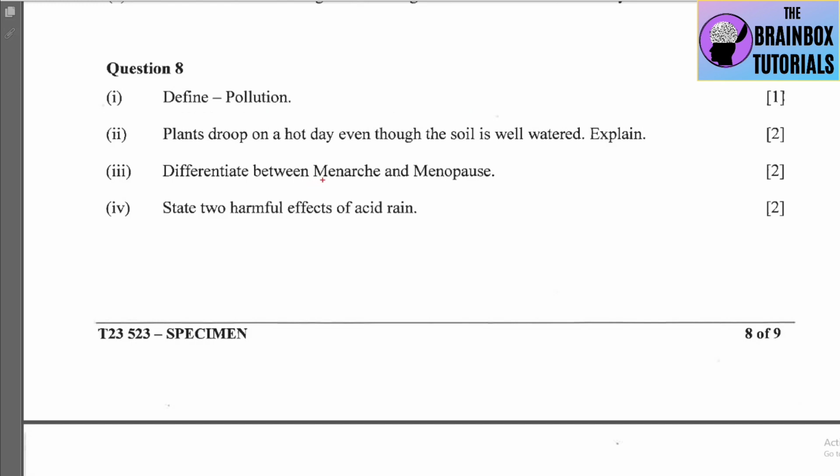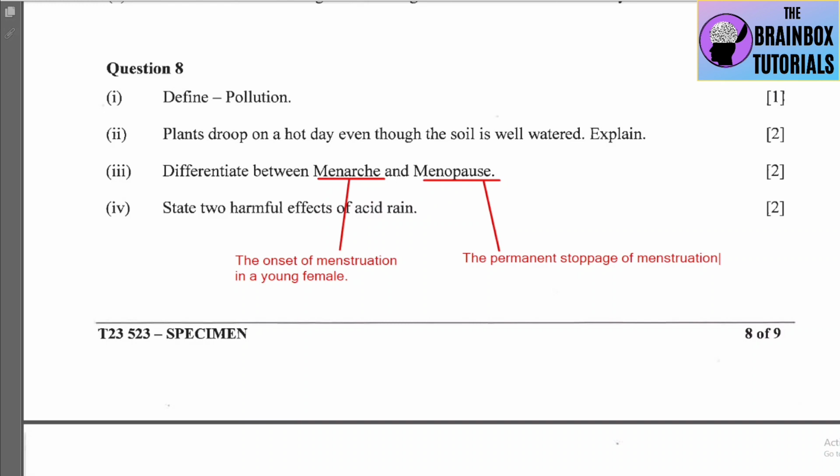Now 8 part 3 is differentiate between menarche and menopause. So menarche will be the onset of menstruation in a young female, and menopause is the permanent stoppage of menstruation at about the age of 45 years, or you can also write 45 to 50 years.